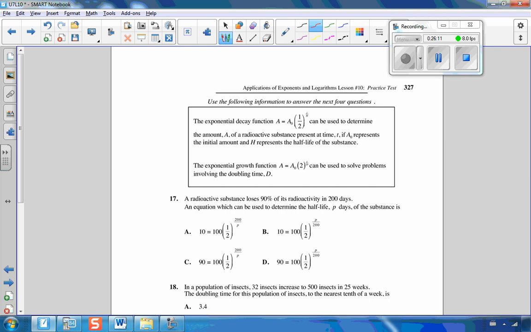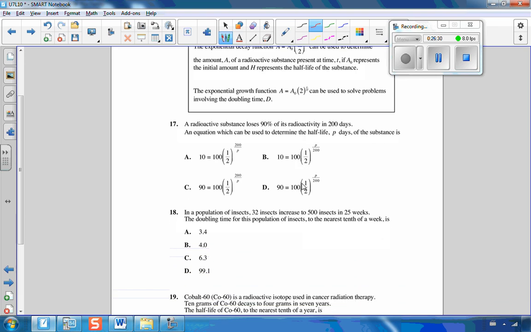Okay, let's look at this one here. So we have exponential decay used to find the amount of radioactive substance present at time t. So this is a half-life question. An exponential growth equation can be represented by that. Okay, so we have doubling and we have half-life, and we're using this for the next 4 questions. Okay, so our half-life and our doubling time equations.